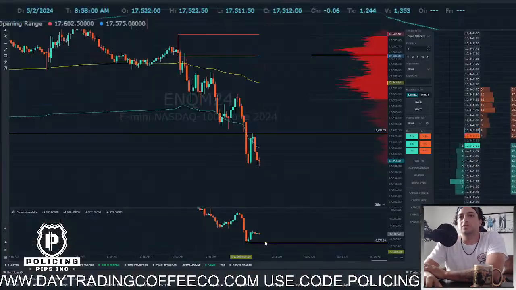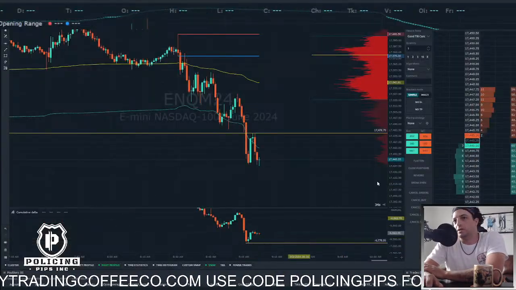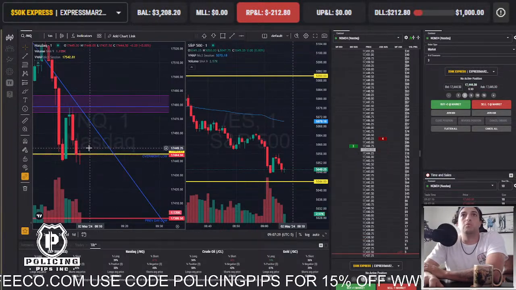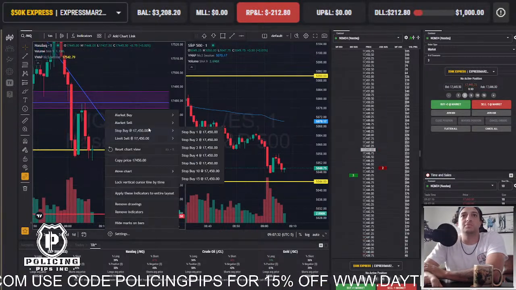I'm using my delta here on the Quant Tower platform. I'll take one more shot at it through the long because this is my setup.